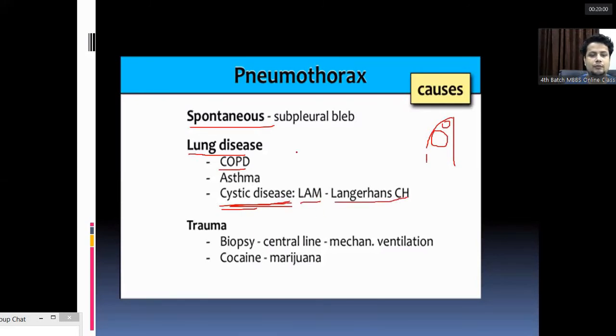Anyways, you should remember that the pneumothorax may be spontaneous or may be associated with lung disease, and usually it is due to rupture of cystic or air-filled structures inside the lung. It may also be due to trauma or iatrogenic causes. So when we do a lung biopsy, or when a central line is placed, it may pierce the pleura, or after mechanical ventilation, the air may escape and cause the pneumothorax.